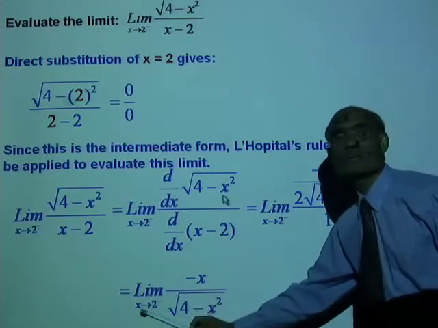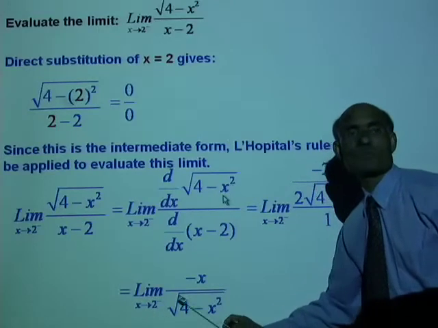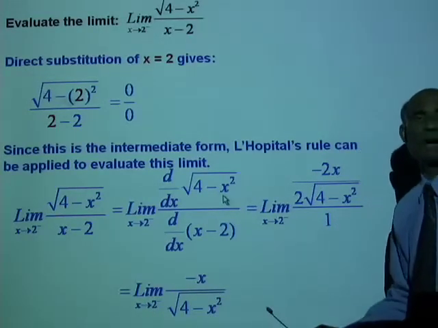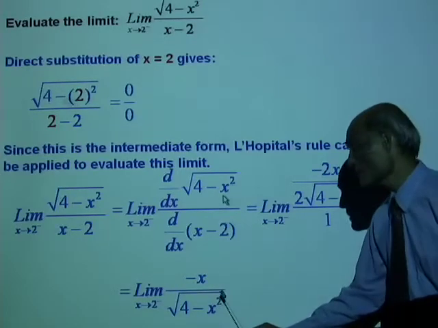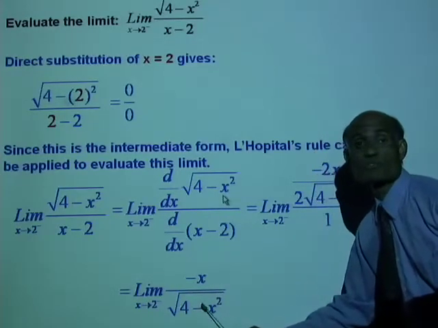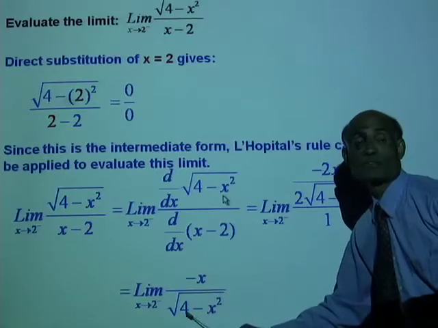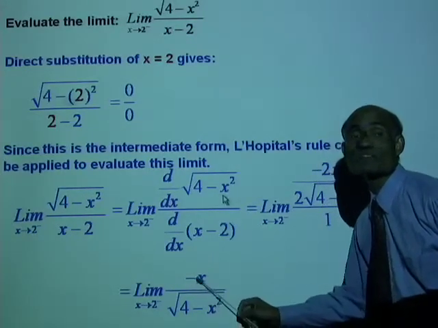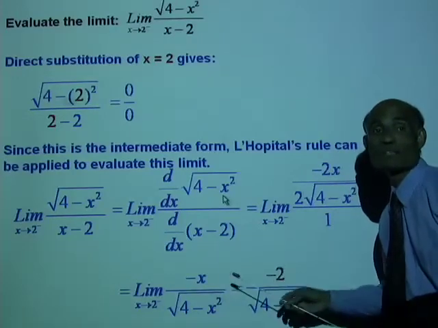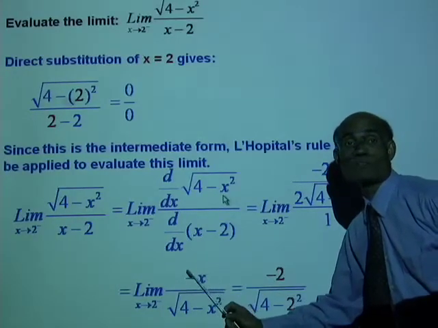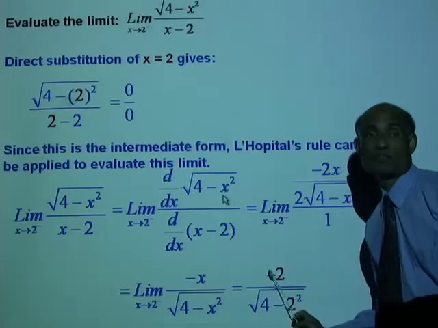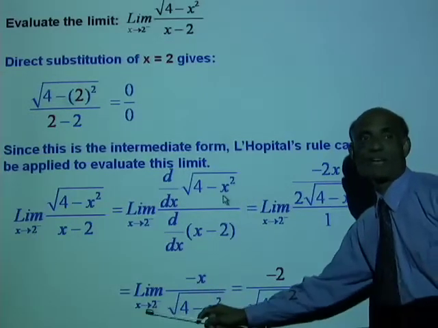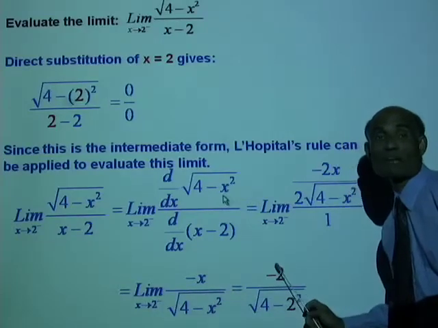Simplify this, you get the limit as x approaches 2 from the left of negative x over square root of 4 minus x squared. If you replace x by 2 here, the denominator becomes 0. The numerator will be negative 2. Is that right? Yes, it is right. x approaches 2 from the left.